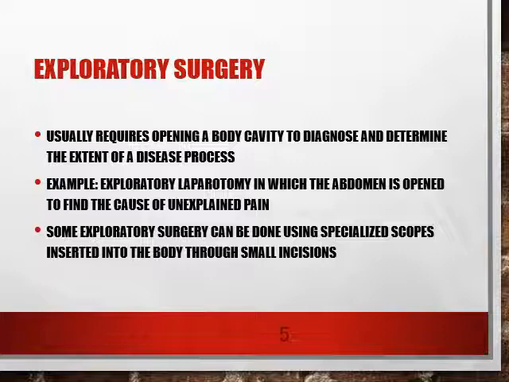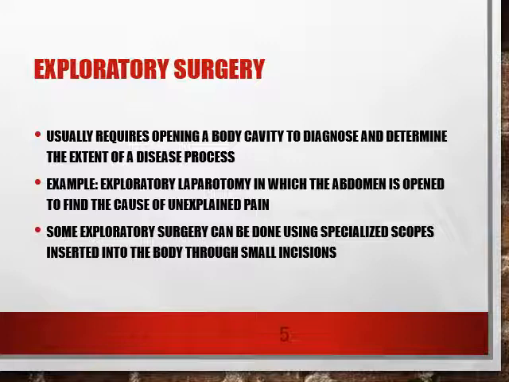So this is usually done through the belly button. That's an exploratory laparotomy or laparoscopy. A scope is looking into the abdomen. They can do that through the belly button. A laparotomy, they would actually do an incision and open up the abdomen to find the cause of unexplained pain. But luckily now we have scopes that we can look in, and we can remove gallbladders, we can remove appendix, we can remove uteruses through an exploratory laparoscopy.